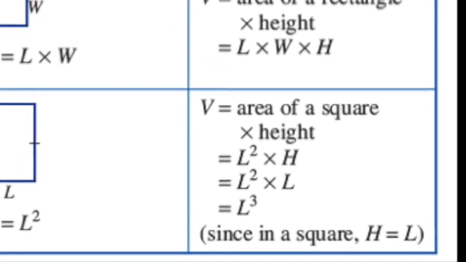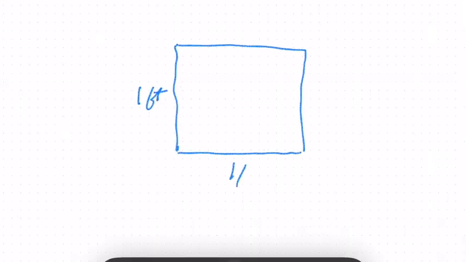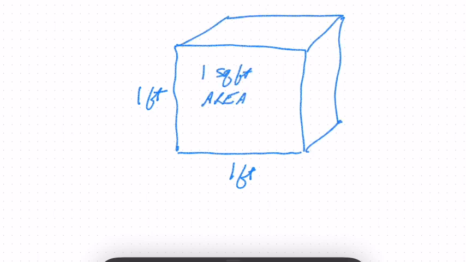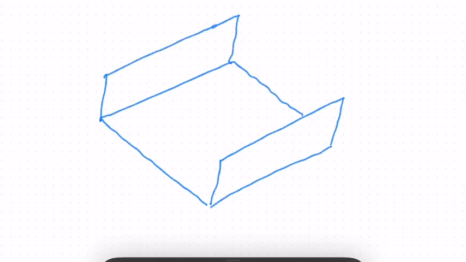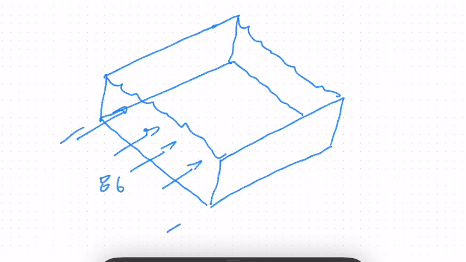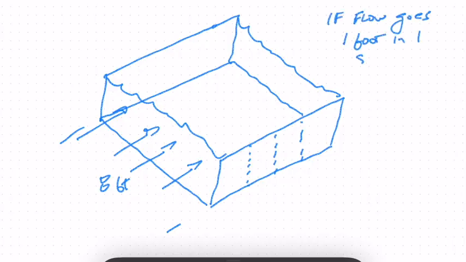Well, she was right. Let's say we have a square 1 foot by 1 foot. That's 1 square foot of area. If we make it a cube, 1 foot wide, then we have 1 cubic foot of volume. Now, let's say we have a rectangular trough with water, say 8 feet wide, with the water 1 foot high. The cross section is 8 times 1 is 8 square feet. And if the flow goes 1 foot in 1 second, then we have 8 cubic feet per second of flow.